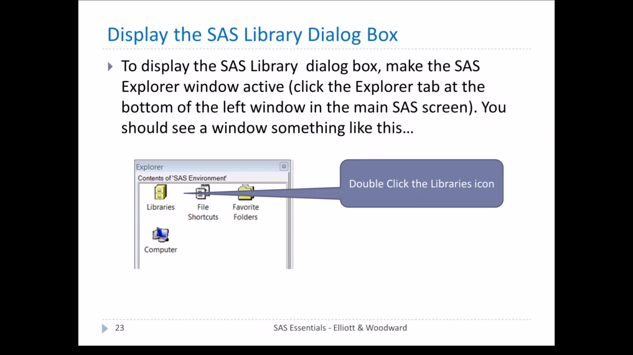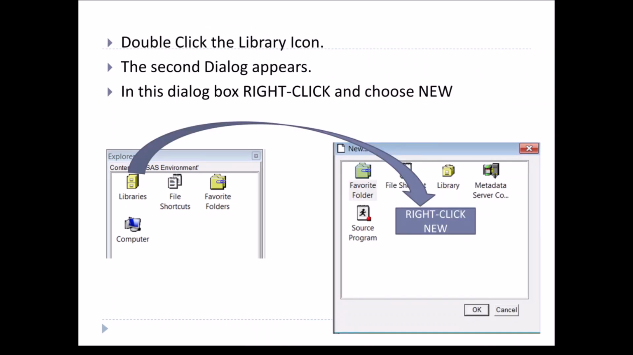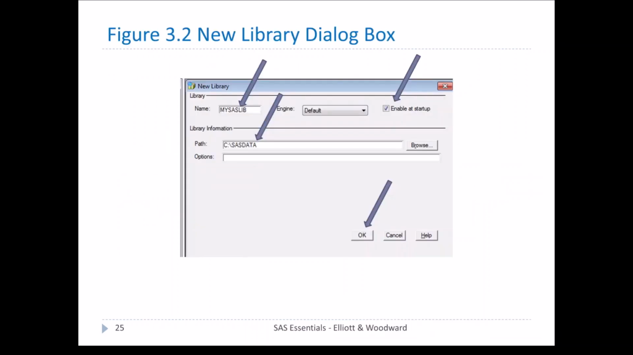All right, double-click on the libraries icon, and a second window will appear called New. And in this window, if you click somewhere in the white space, do a right-click, and then choose the option that comes up, New. That's going to open up this dialog box. Now this dialog box is very important and very useful. In this, we're going to identify three pieces of information.